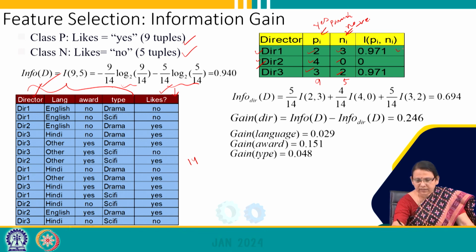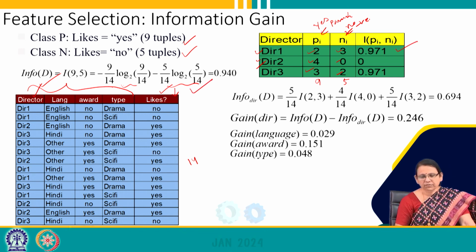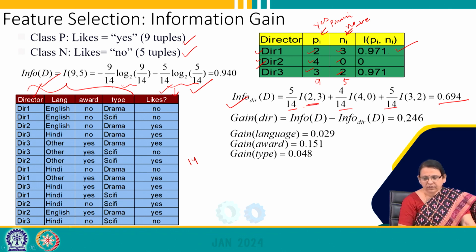Now, in the individual case, the way you found it out, you find out the information content. Once you find out the information content, then the information content of director turns out to be this one, where these probabilities were multiplied with these individual entropy values. So, where is this 5 coming from? This 5 is coming by adding this 2 plus 3. Where is this 4 coming from? Adding this 4 plus 0. This 5 is coming by adding, and the total size of the data set is 14. So, you got this value.